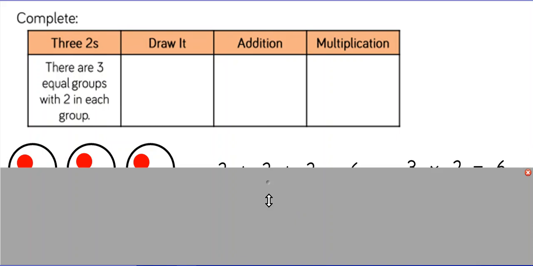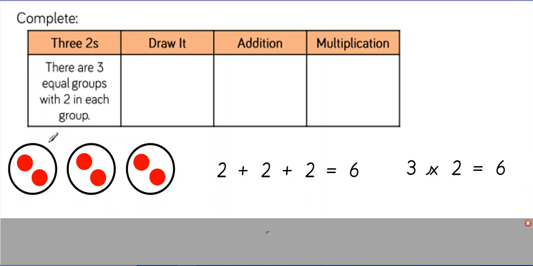Okay, let's have a look then. So if we draw it, I've got 3 equal groups and I've got 2 in each group. As an addition, it would be 2 add 2 add 2 because you've got 3 groups of 2. And as the multiplication, it would be 3 multiplied by 2 because it's 3 lots of 2 or 3 groups of 2. Well done if you got that one correct.